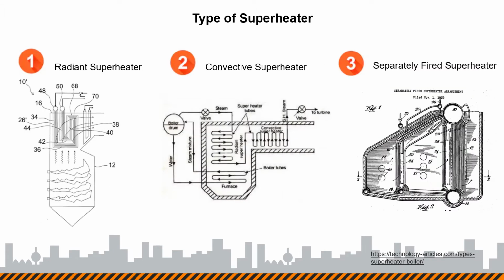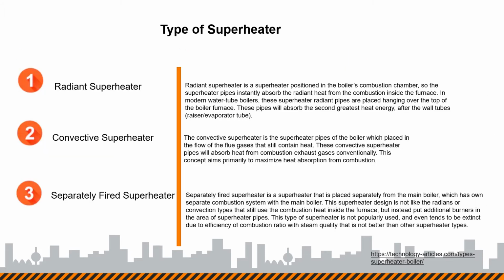Types of superheater. There are three types of superheater, which are the radiant superheater, convective superheater, and separately fired superheater. Radiant superheater is a superheater positioned in a boiler combustion chamber, so the superheater pipe directly absorbs the radiant heat from the combustion inside the furnace.